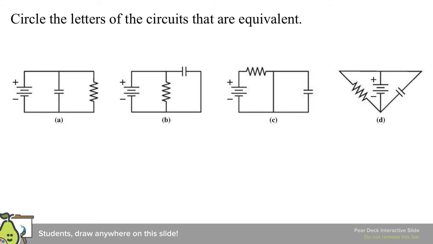All right, here, circle the letters of all the circuits that are equivalent. So let's look at circuit A. Circuit A says that we leave the battery and then we split into a path that goes through the capacitor or a path that goes through a resistor, and then they join back up in the battery. Circuit B says we leave the battery, we go through a path, we go to a junction that has a path through this capacitor or a path through the resistor and back at the battery. So those two at least are equivalent.